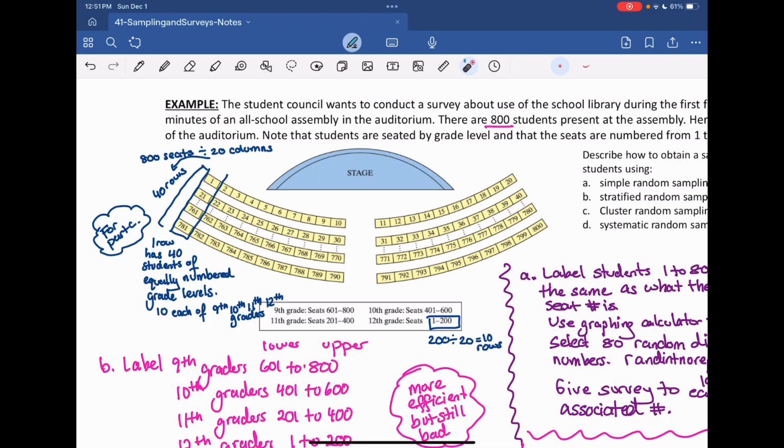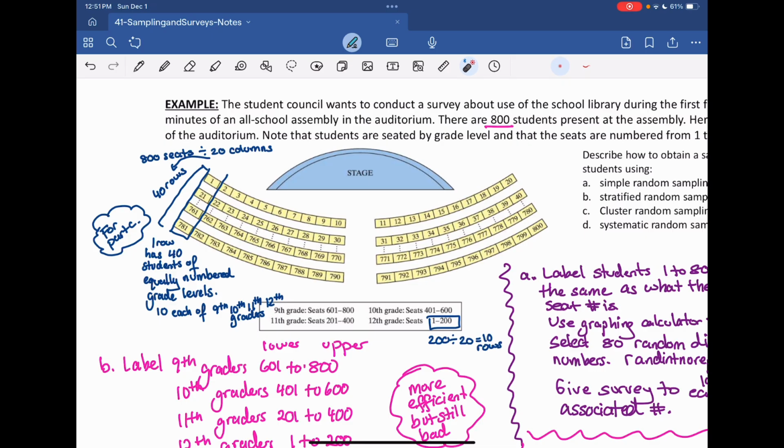And if I pick two, because there's 20, 20, 40, 60, we need 4 rows. If we went by rows, we need just 4 of them. But we could get all freshmen or all sophomores or all whatever, and that would not be very good because the sample does not represent the population.